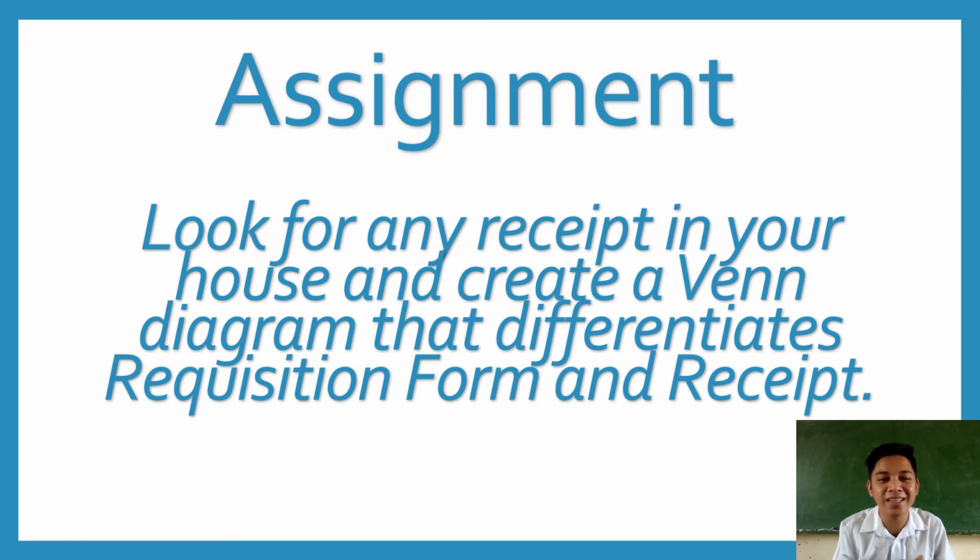For your assessment, look for any receipt in your house and create a Venn diagram. Unsa man ang Venn diagram? Two circles, diba nga gi-combine? So it is divided already into 3 spaces. Alright? So, again, look for any receipt in your house and create a Venn diagram that differentiates requisition form and receipt. So, i-differentiate nimo ang kalahian sa requisition form and sa receipt. And in the middle part, you will write the similarities.